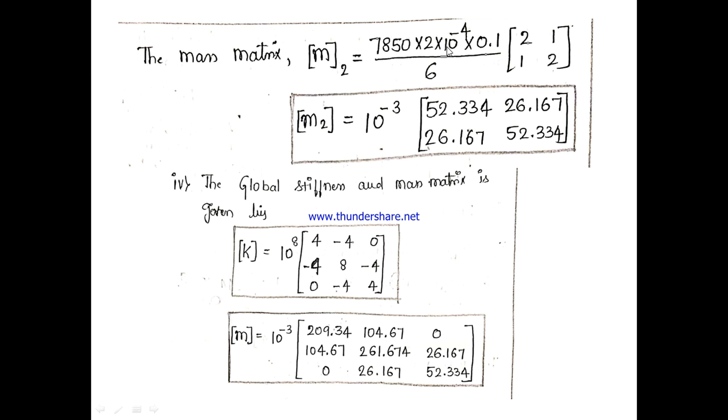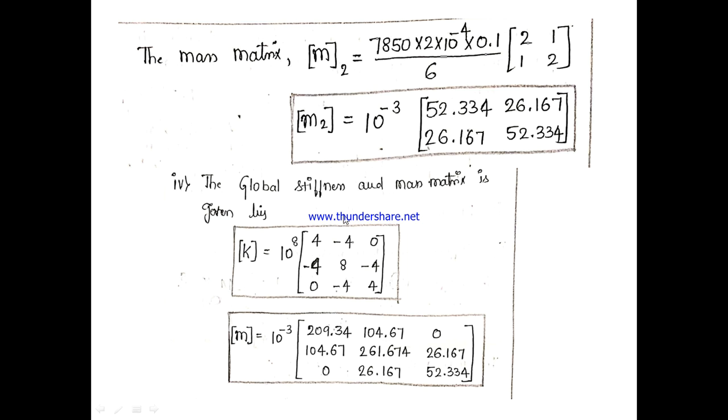Here rho, area and length are going to change: 2 into 10 raised to minus 4, 0.9. So here I got 26.17 into 10 raised to minus 3. When I multiply with 2, it is doubled, 52.34 diagonally, and 26.17 off-diagonally here. Okay, this is the mass matrix.